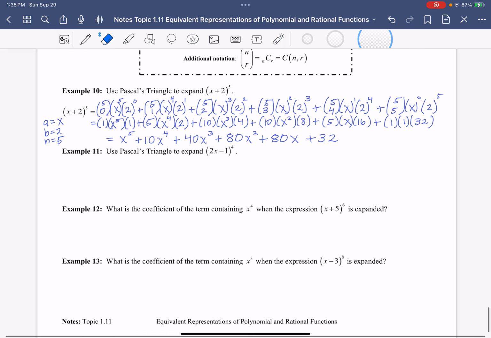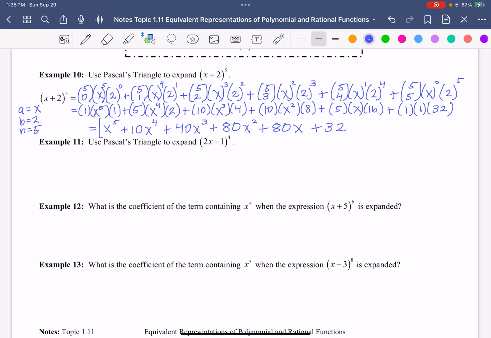So our final answer is very long. The higher the degree, the longer your polynomial expansion is going to be. But you get x to the power of 5 plus 10x to the power of 4 plus 40x cubed plus 80x squared plus 80x plus 32. Okay, let's try another one.